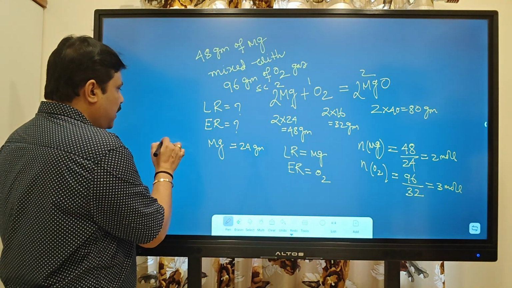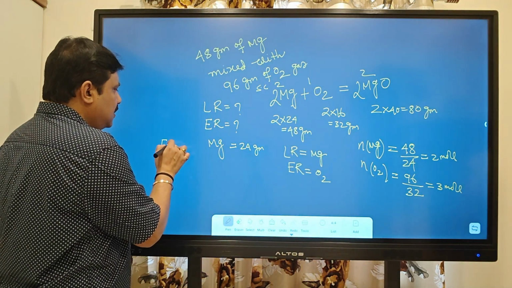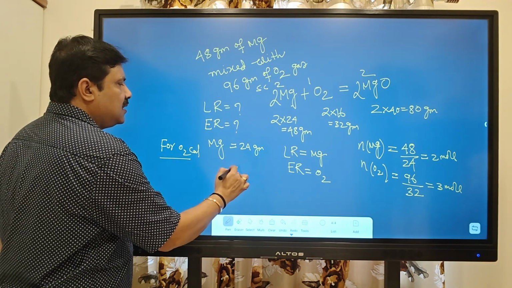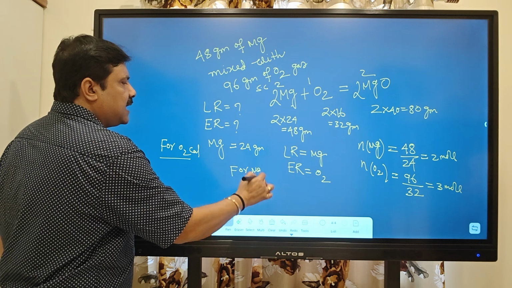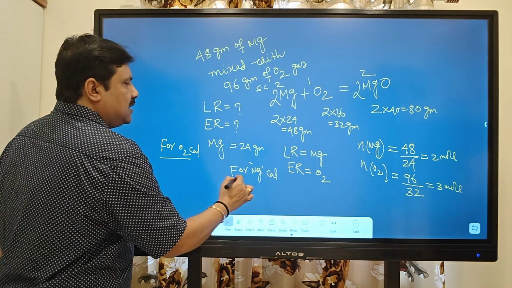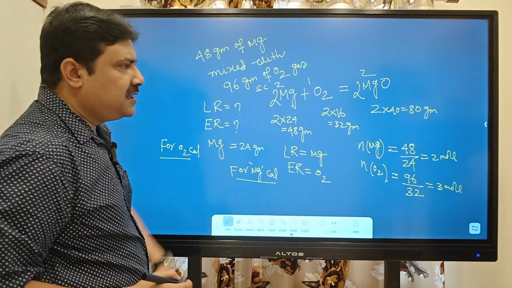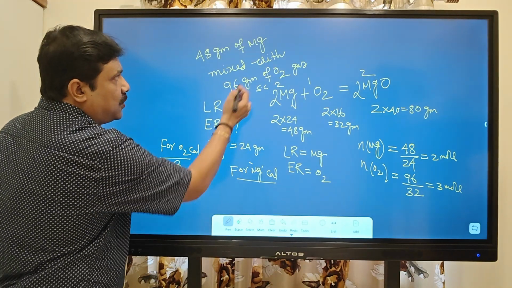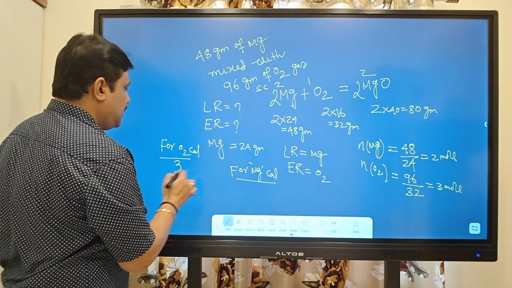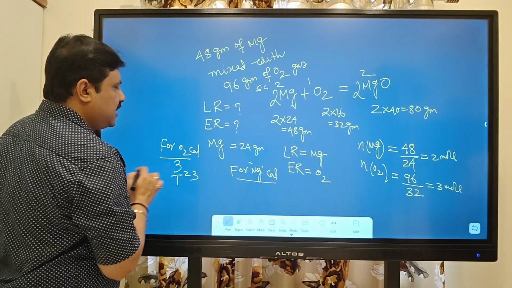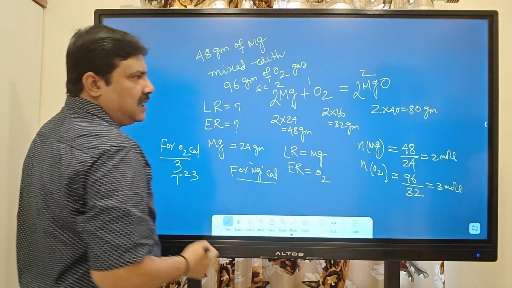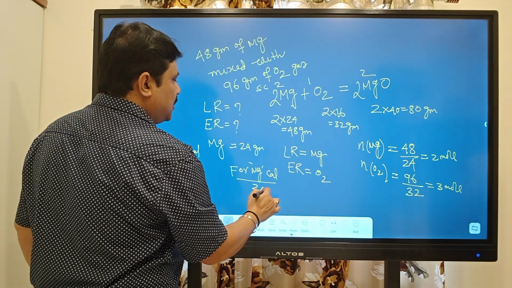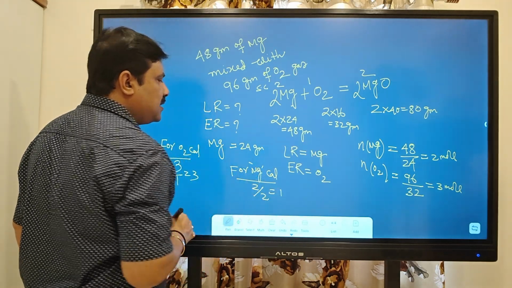Then I told you for the oxygen calculation and for the magnesium calculation we will do this. The oxygen number of moles is 3, divided by its stoichiometric coefficient. The stoichiometric coefficient in the balanced reaction is 1. So 3 by 1 equals 3. Now for magnesium, the number of moles is 2, divided by its stoichiometric coefficient, which is 2. 2 by 2 gives rise to 1.